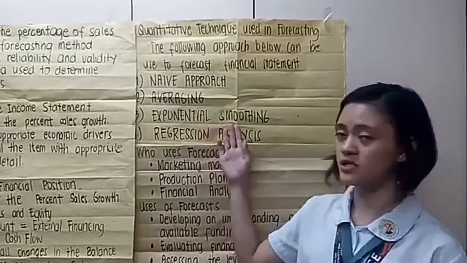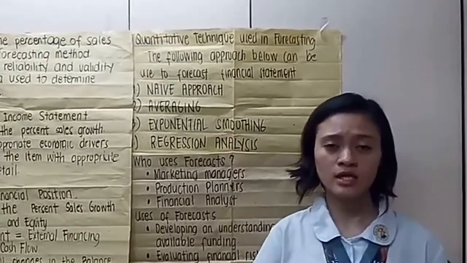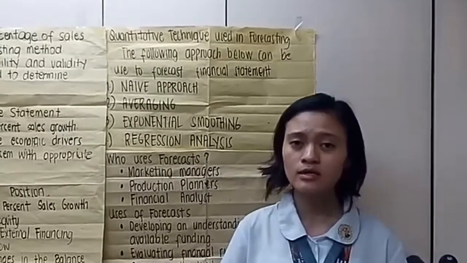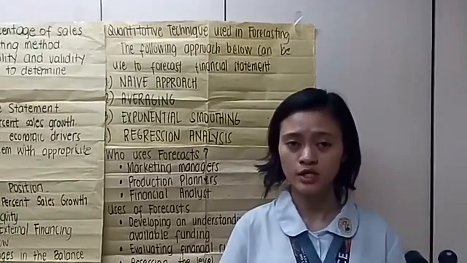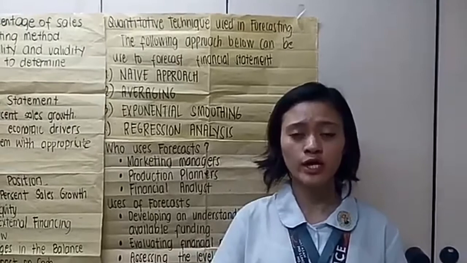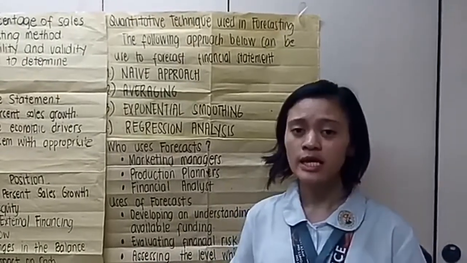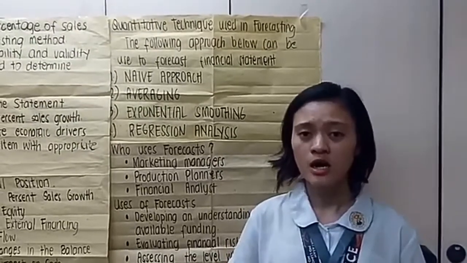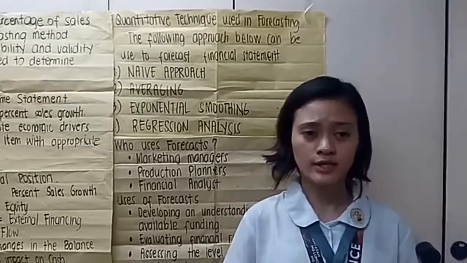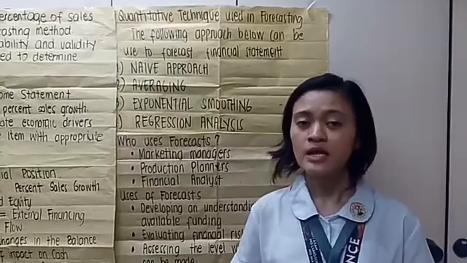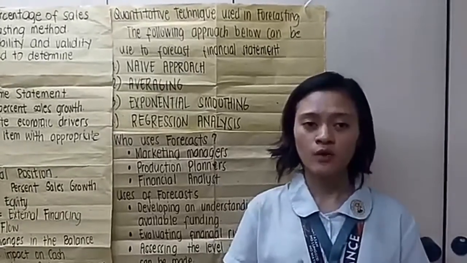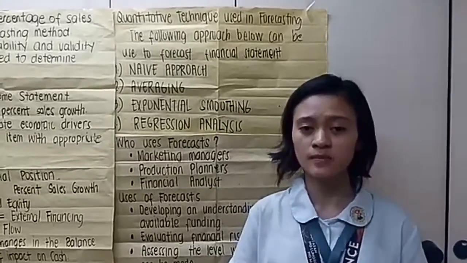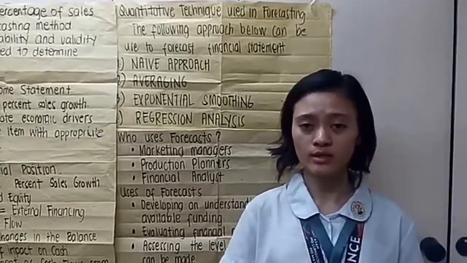Next is exponential smoothing. Exponential smoothing is a statistical technique for detecting significant changes in data by ignoring the fluctuations irrelevant to the purpose at hand. In exponential smoothing, older data is given progressively less weight, whereas newer data is given progressively greater weight.